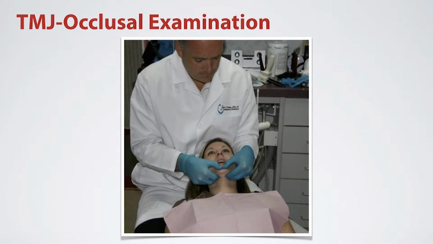We're also going to be doing what we call a TMJ Occlusion Examination, which is basically the functional examination to make sure your jaw joints are functioning properly and that your bite is stable. If your bite is not stable, then often while we're doing your cosmetic case, we can do things to your bite to make it more stable.